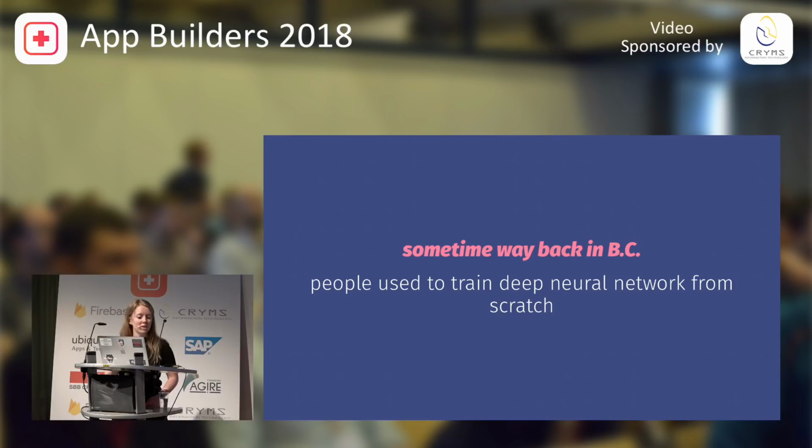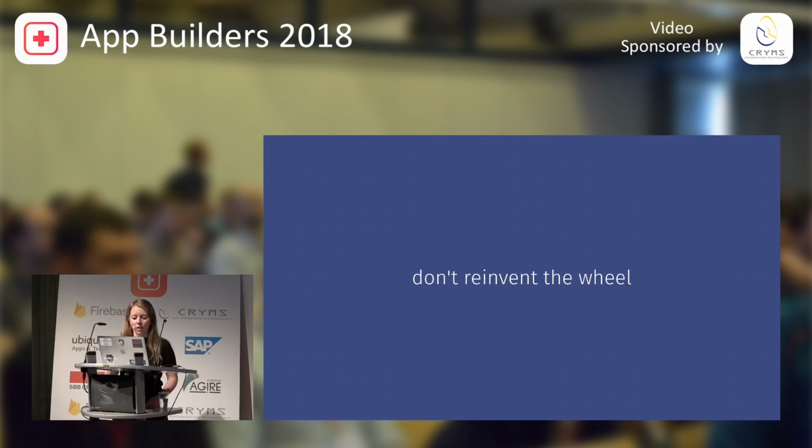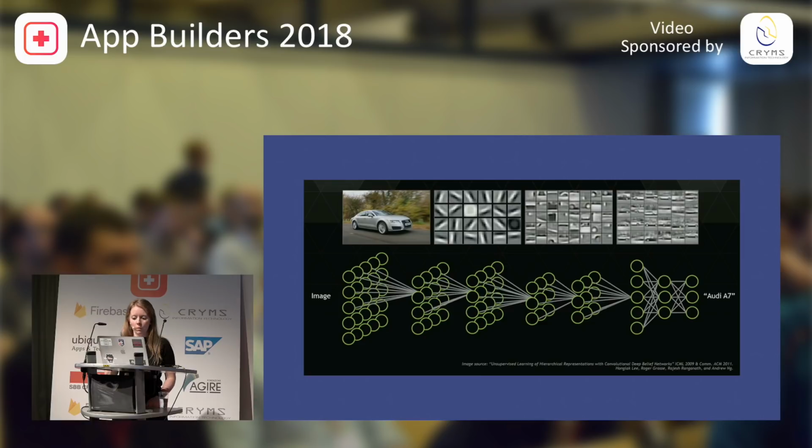Okay, so back in BC, way back, people used to train deep neural networks from scratch. And now we can stand on the shoulders of giants' work, such as Google, all of the big companies, and anyone from the community who's put out work, and academia. And we can utilize transfer learning for our custom task. So in a nutshell, don't reinvent the wheel.